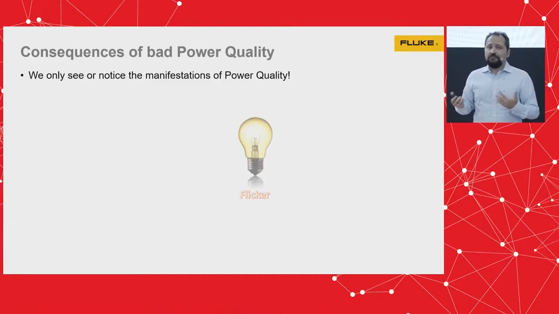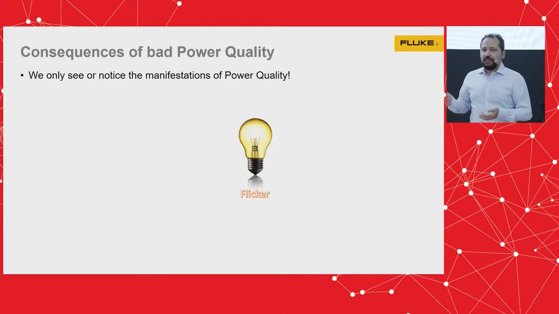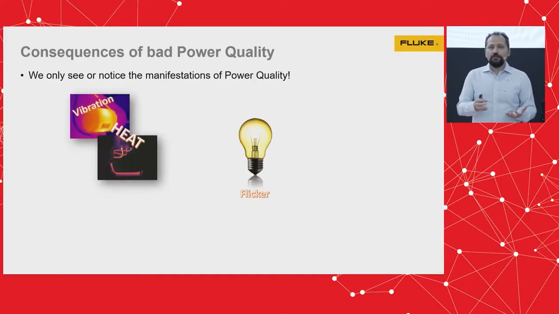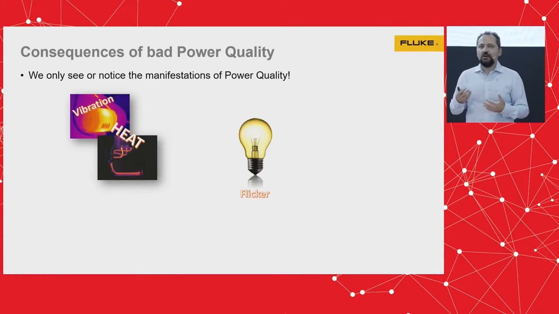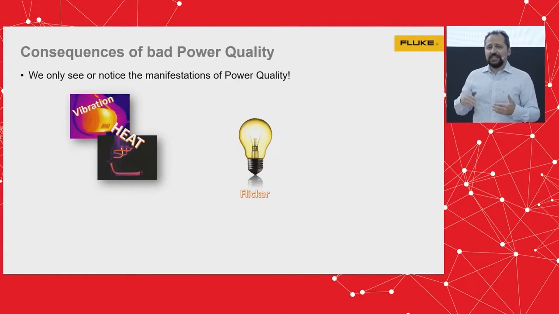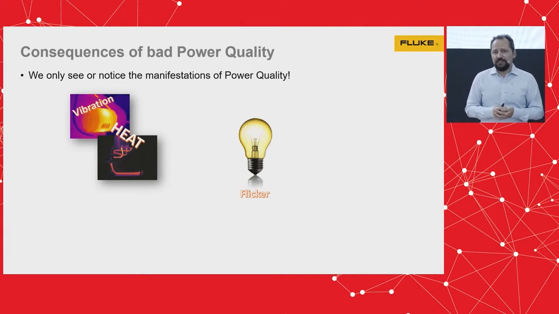Some of these are flickering, for instance. Some of us are already familiar with this, of course, with flickering of lights. That is coming from issues with the power supply, with the power quality of our installation. But also, there could be higher vibrations, higher noise emitted by electrical motors, for instance, or increased heat in our conductors, our cables, our transformers, electrical equipment in general, that can also be caused by power quality issues.